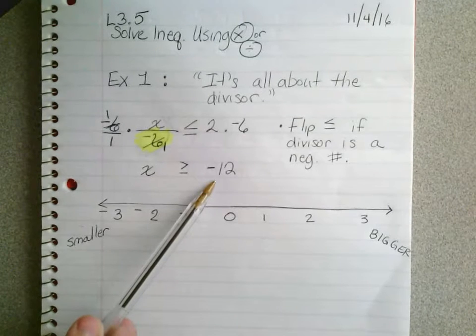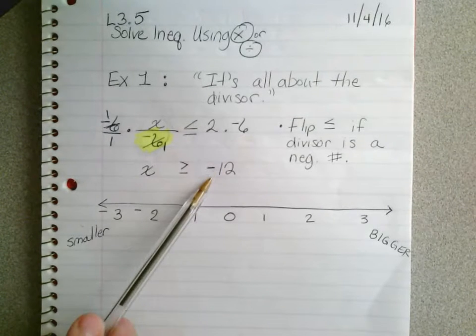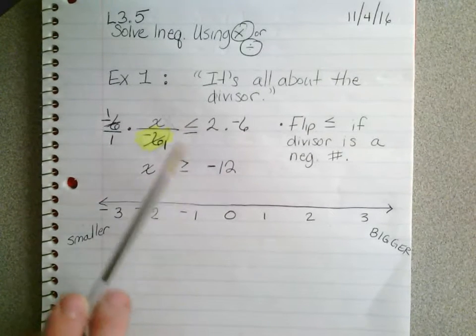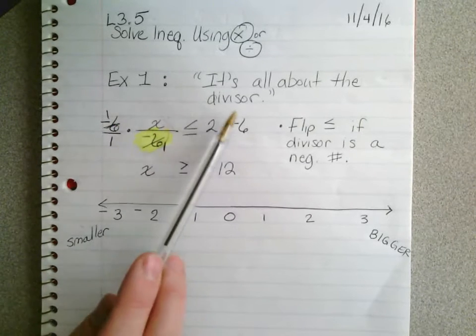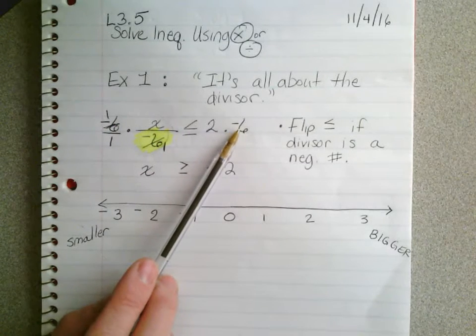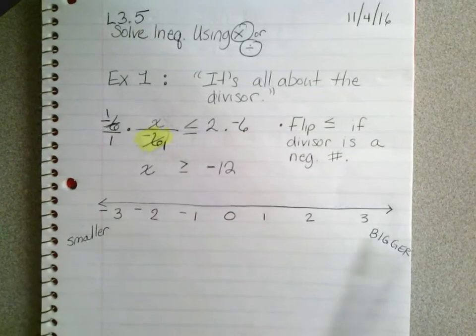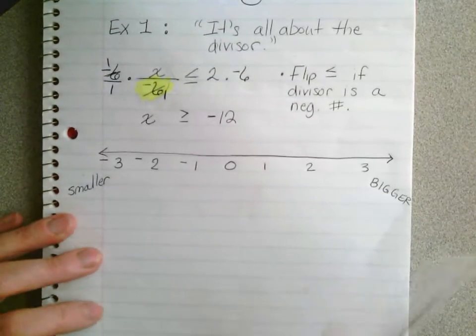How did I get the 12? 2 times -6. Right? So we multiplied both sides by the -6. Right? Remember? So here's another example.